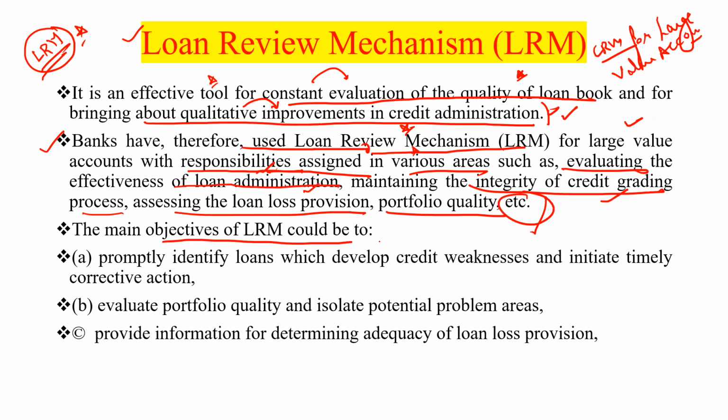So what are the main objectives of the LRM? The first one is to promptly identify the loans which develop credit weakness, that is, they have less ability to return the money, and initiate timely corrective action so that we will get our money back.